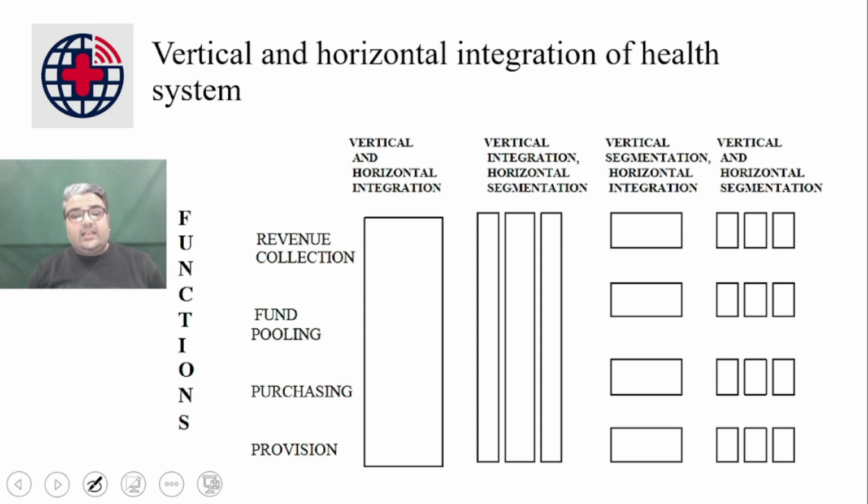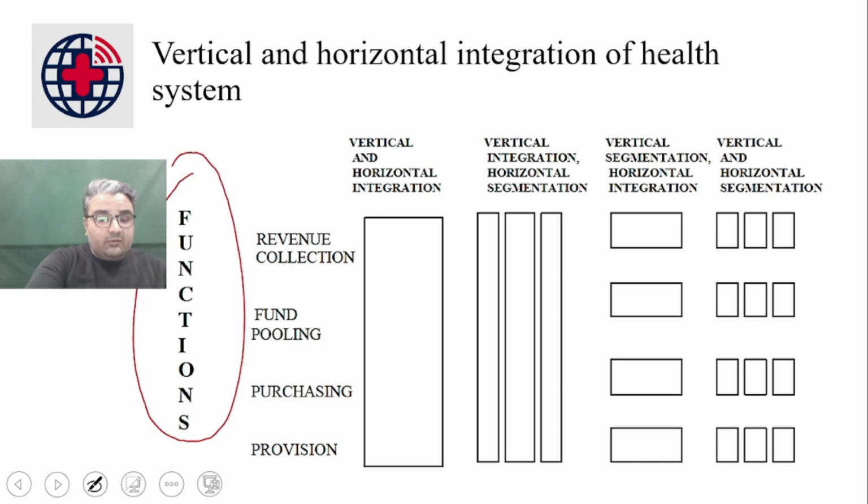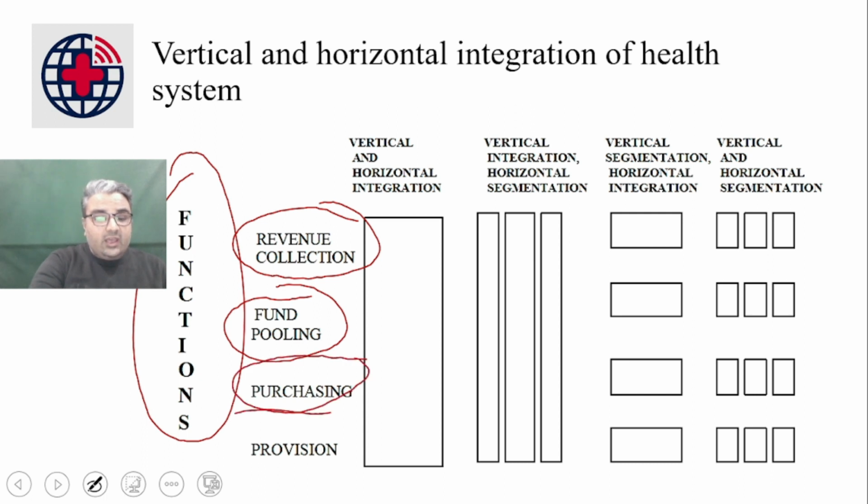We need to also understand that the health system globally is integrated. Now, it can be integrated in different ways. There is something called vertical integration. There is something called horizontal integration. Now, you must understand that vertical integration, and when we say this integration, we are basically talking about the four functions of the health system, as you can see on the y-axis: revenue collection, fund pooling, purchasing, and provision of services, and with a very health finance focus.